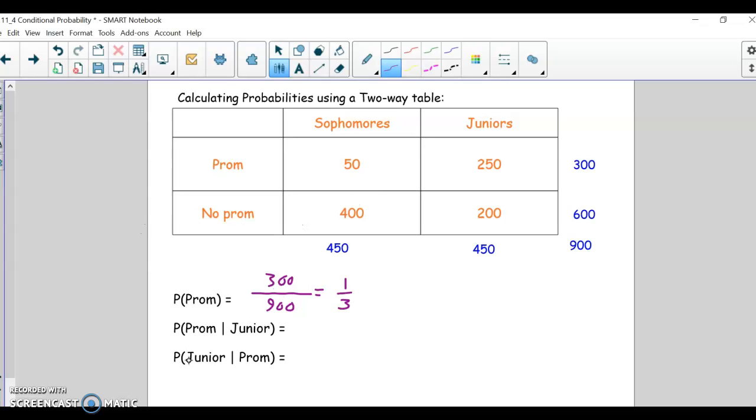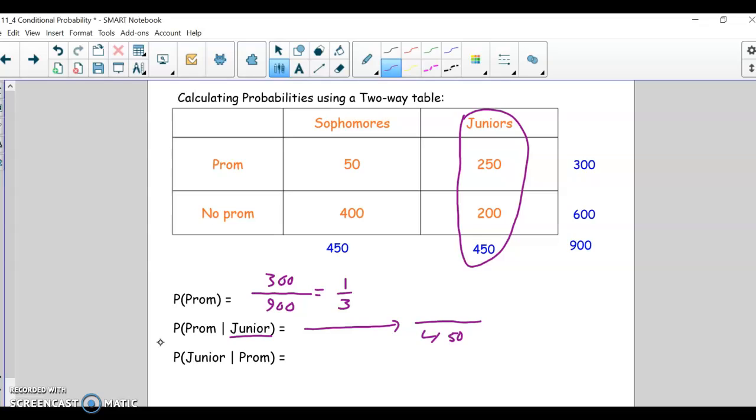Okay, so now this next one says probability you went to prom given that they're a junior. Given that they're a junior means we only care about the juniors now. So we're going to look at how many juniors there were total. That's this column right here, so that's 450 total.